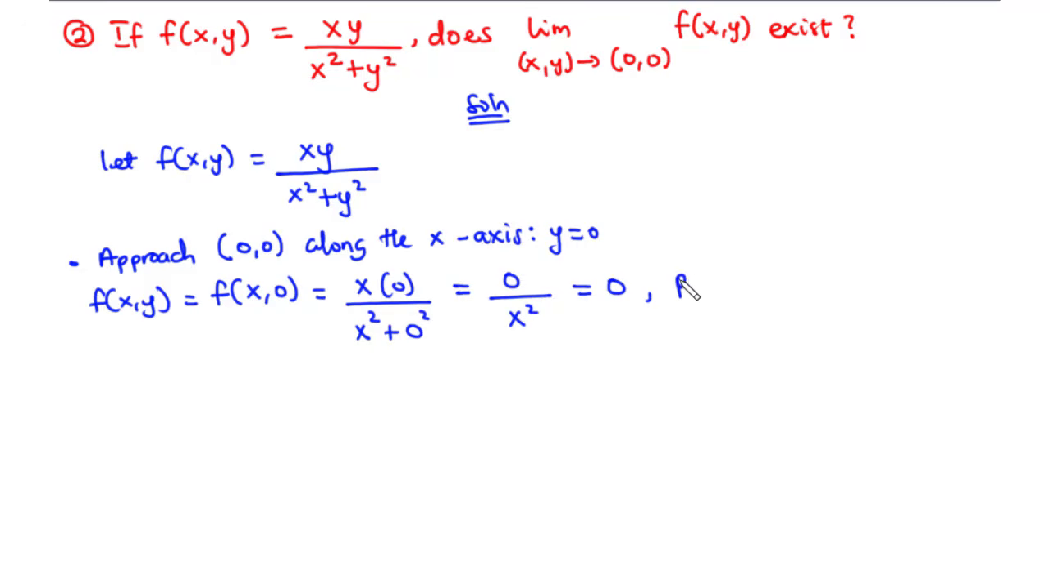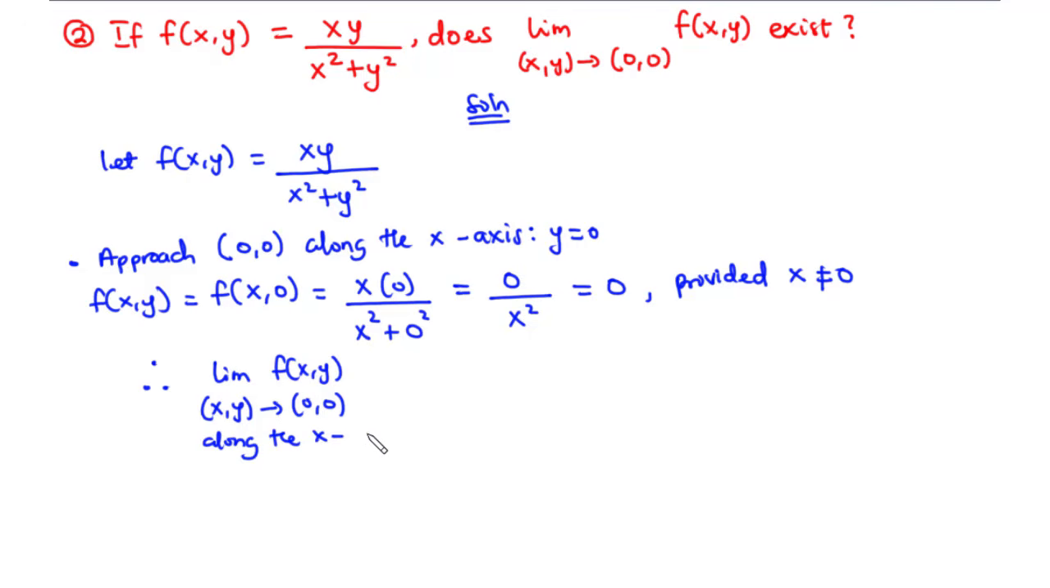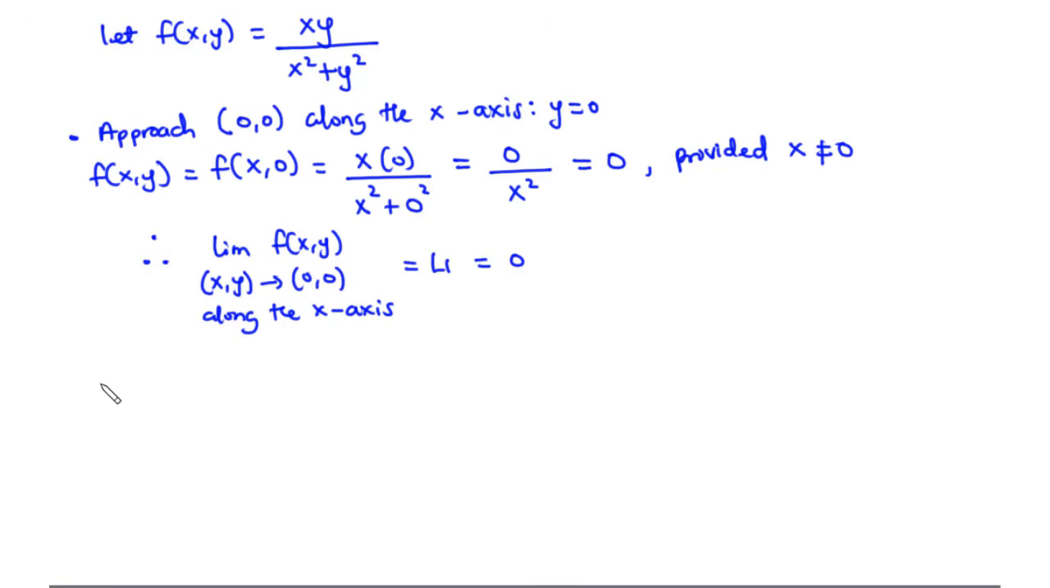That is provided x is not equal to 0. So along the x-axis, we have the limit to be equal to 0. So the limit of the function as x comma y approaches 0 0 along the x-axis, which is equal to L1, is equal to 0. Now let's move on to the second direction.